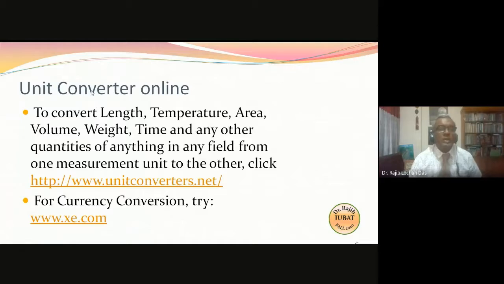Okay. And there is a conversion website. In this website, this is called unitconverters.net. So just memorize this, and I will also share the slides with you. If you go to this website, you can convert anything to anything. There is nothing in the world left. You can convert anything to anything in that website. It is free. There is no cost.